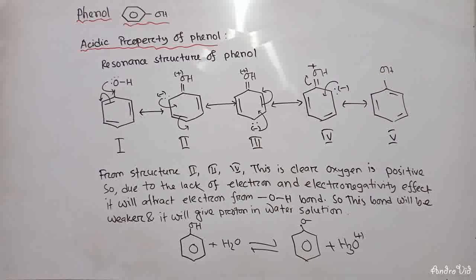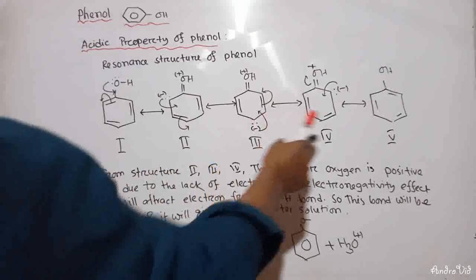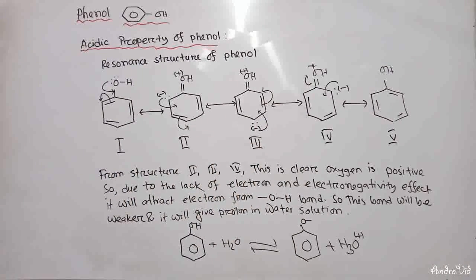So dear student, now about the acidic property of phenol. If you want to know about the acidic property of phenol, you have to consider first the resonance structure of phenol. This is the resonance structure of phenol. I have already discussed the resonance structure of phenol in my previous lecture. From this resonance structure, it is clear from structure 2, structure 3 and structure 4 that all the structures contain an oxygen atom which has a positive charge.